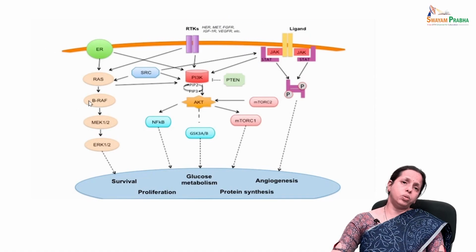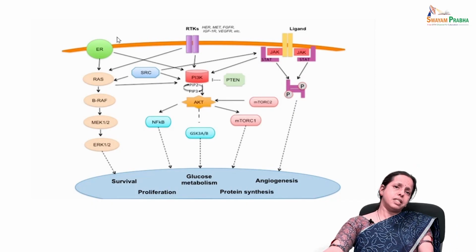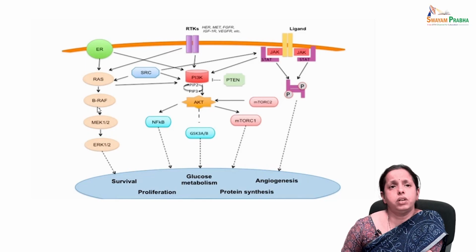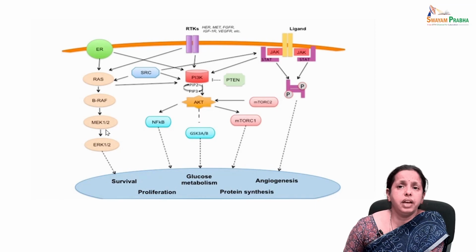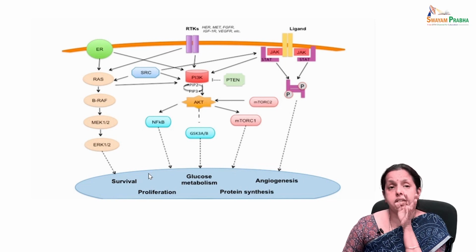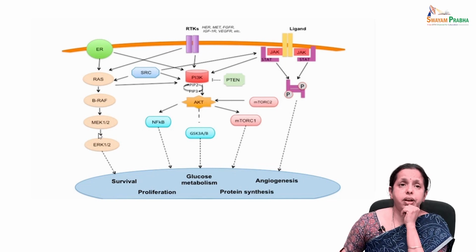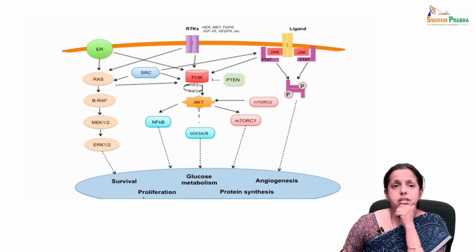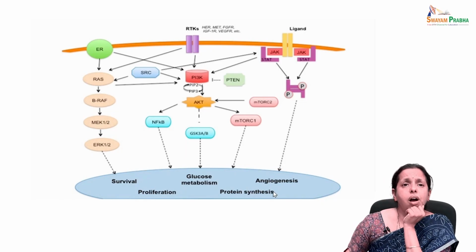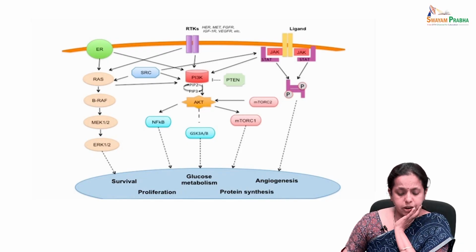I do not want to go back to our hallmarks of cancer or the basics, but if you recollect, we were talking about all these pathways, for example RAS, and how these signaling pathways are important for normal homeostasis and survival of the cell. But if there is any alteration in these pathways, there is an increase in cell proliferation, protein synthesis, and angiogenesis, which are nothing but the hallmarks of cancer.